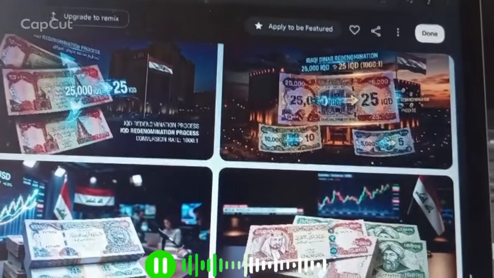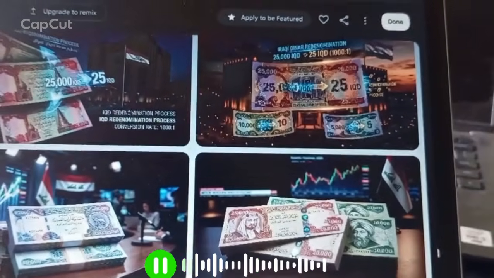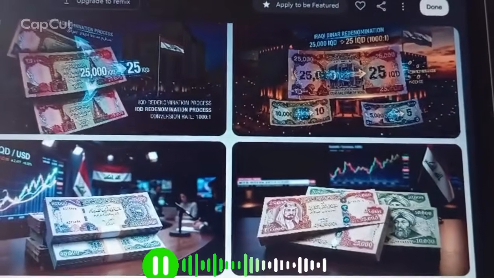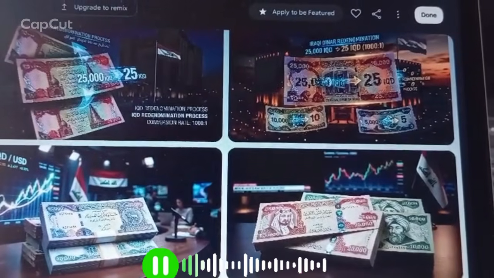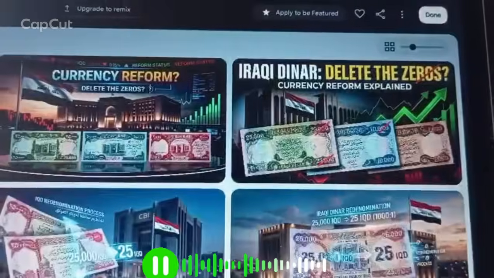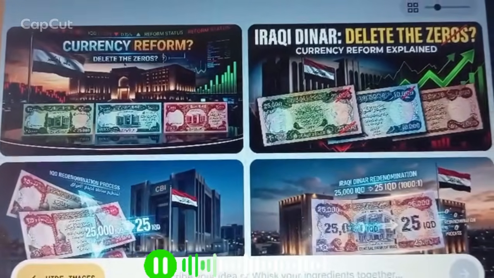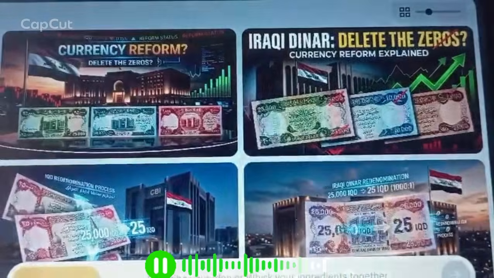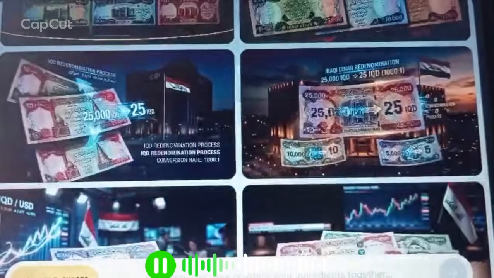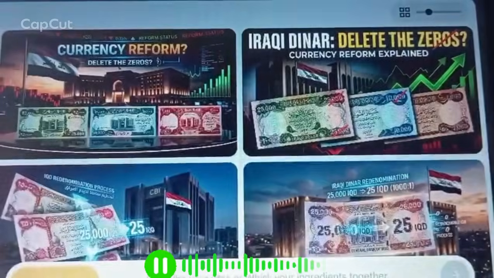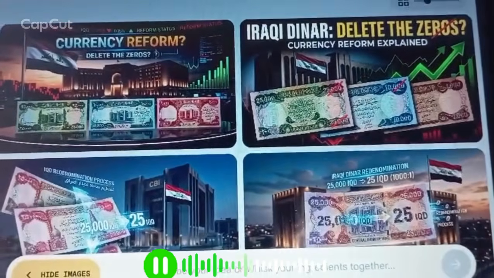If the conversion is 1,000 old dinars for one new dinar, the numerical amounts of wages, prices, bank balances, debts, and contracts would normally be converted using the same ratio. That means the purchasing power does not automatically increase simply because the number printed on the note becomes smaller. This is one of the most important points for viewers to understand.